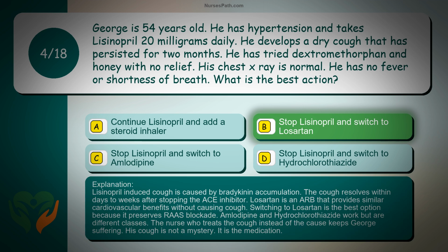Lisinopril-induced cough is caused by bradykinin accumulation. The cough resolves within days to weeks after stopping the ACE inhibitor. Losartan is an ARB that provides similar cardiovascular benefits without causing cough. Switching to losartan is the best option because it preserves RAAS blockade. Amlodipine and hydrochlorothiazide work but are different classes. The nurse who treats the cough instead of the cause keeps George suffering. His cough is not a mystery. It is the medication.